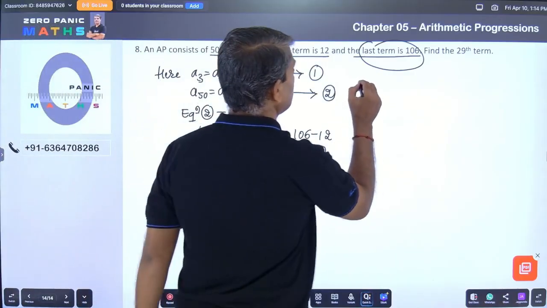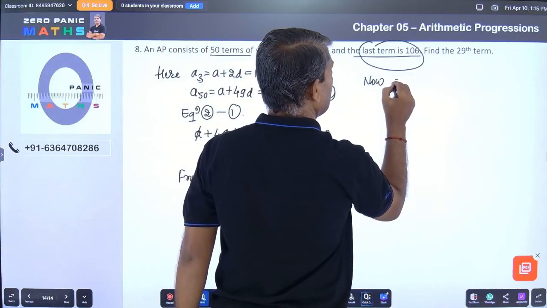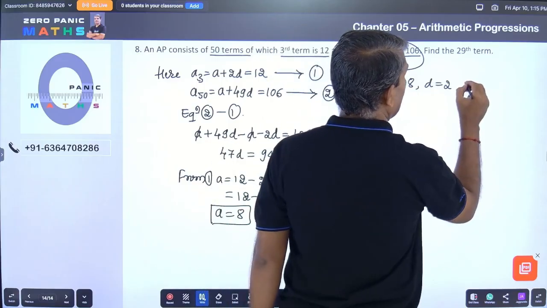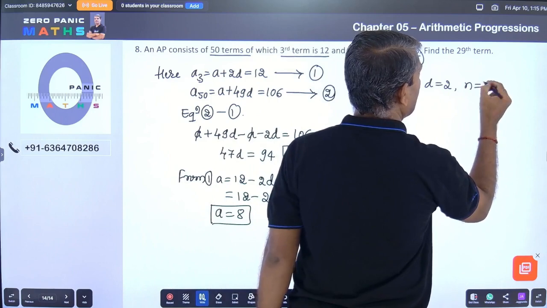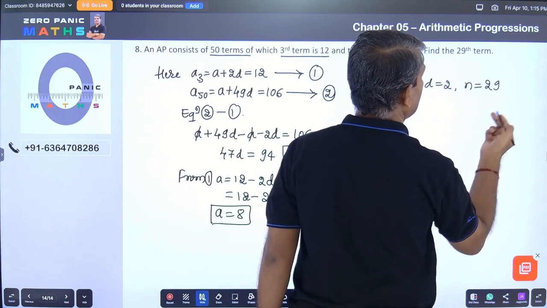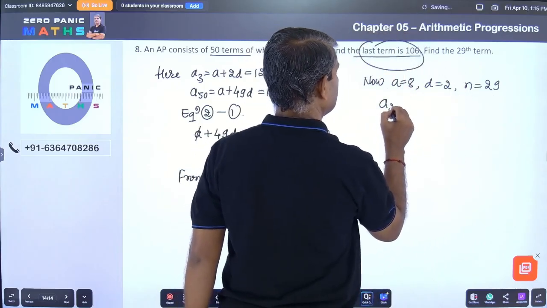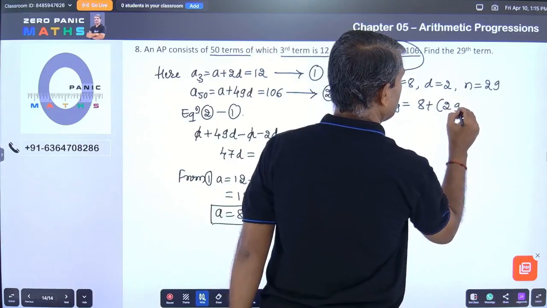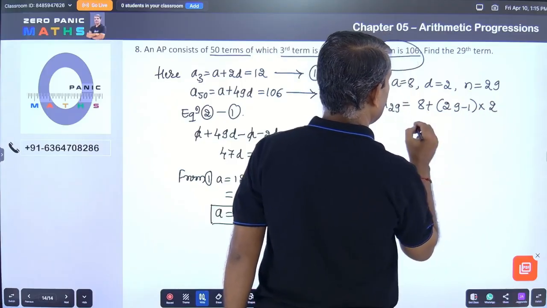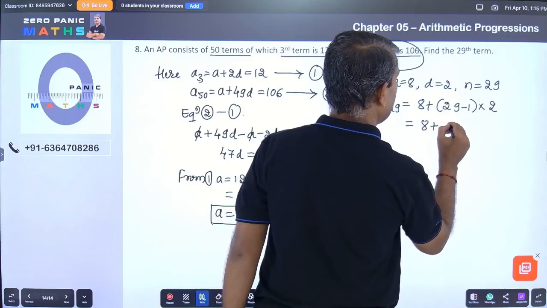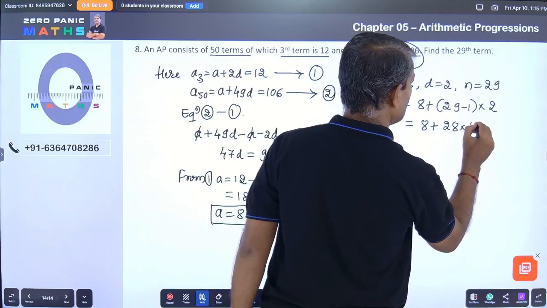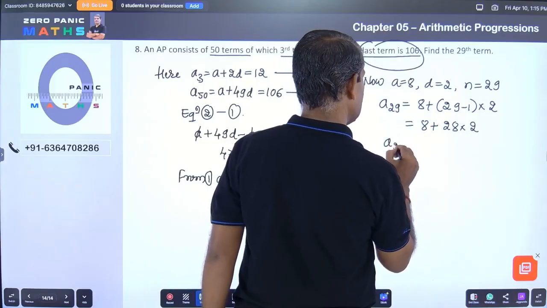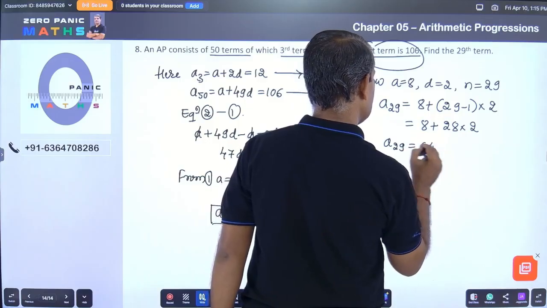Now A is equal to 8, D is equal to 2, and n is equal to 29. That is what is required here. We need to find out A29. A29 is 8 plus 29 minus 1 into D, right? That is 8 plus 28 into 2. 28 into 2 is 56, plus 8, that is 64. So A29 is 64.